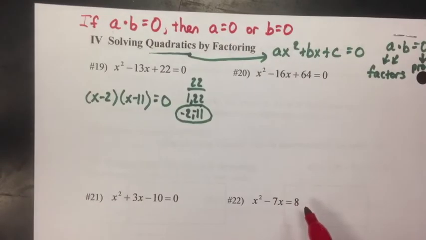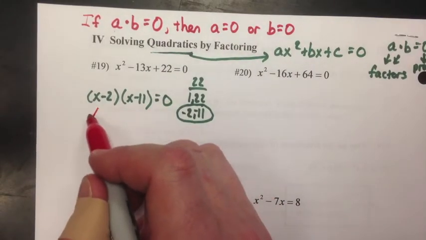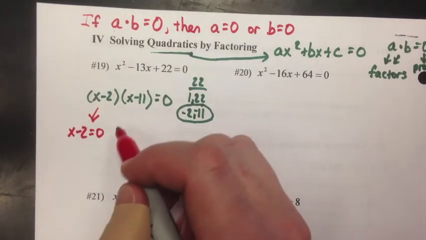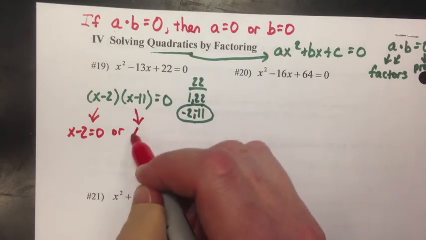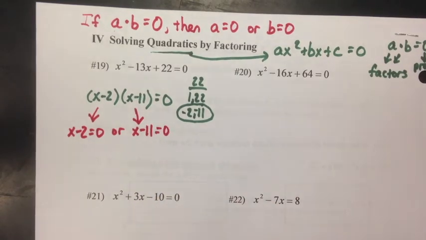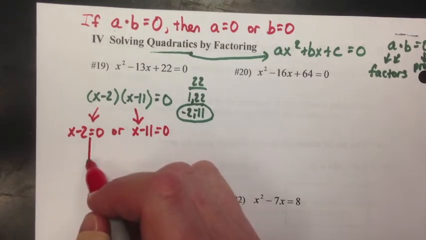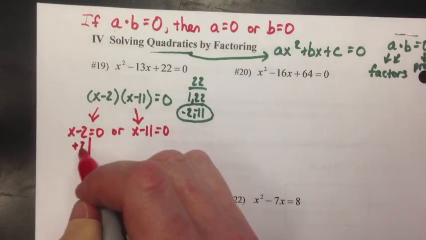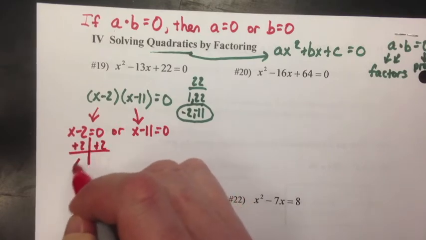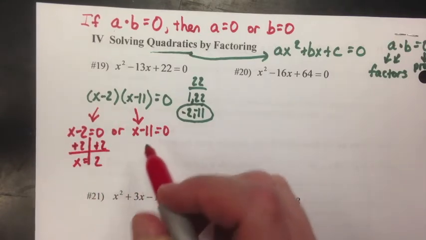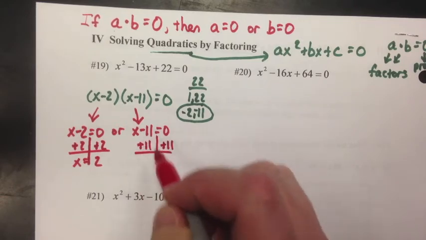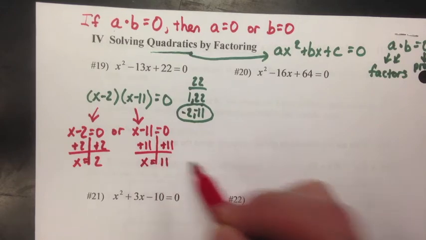So here's what I'm going to do. I'm going to take my factors, and I'm going to say either this factor, x minus 2, equals 0, or this factor, x minus 11, is equal to 0. And I'm going to solve two equations. I put my line down to separate my left side, right side. To solve this equation, I just need to add 2, and we get x equals 2. Or here, we would add 11, and we get x equals 11.